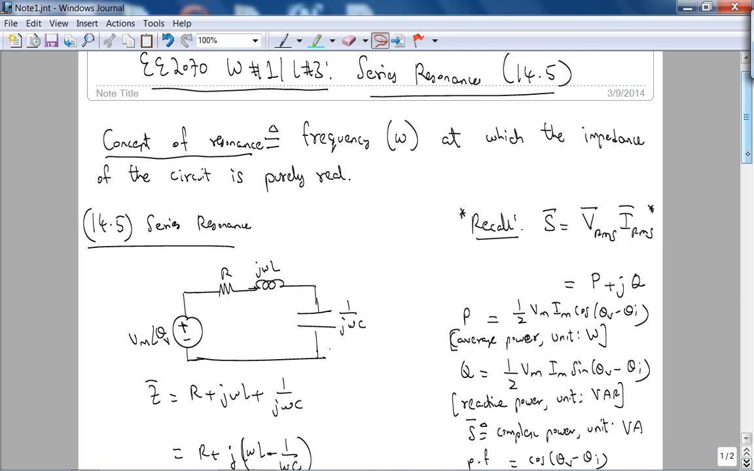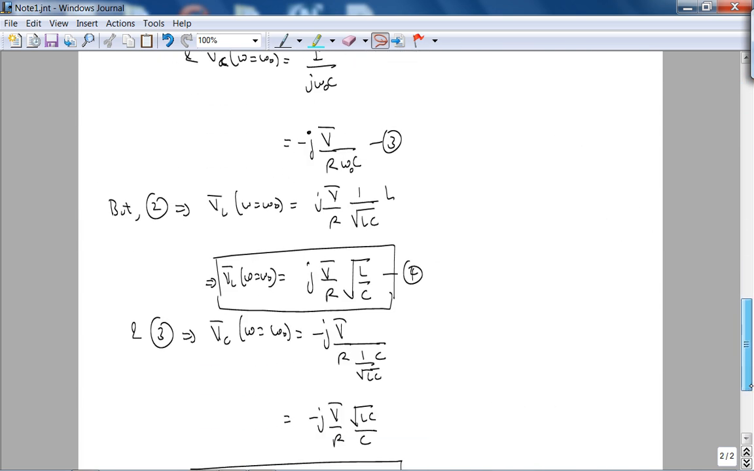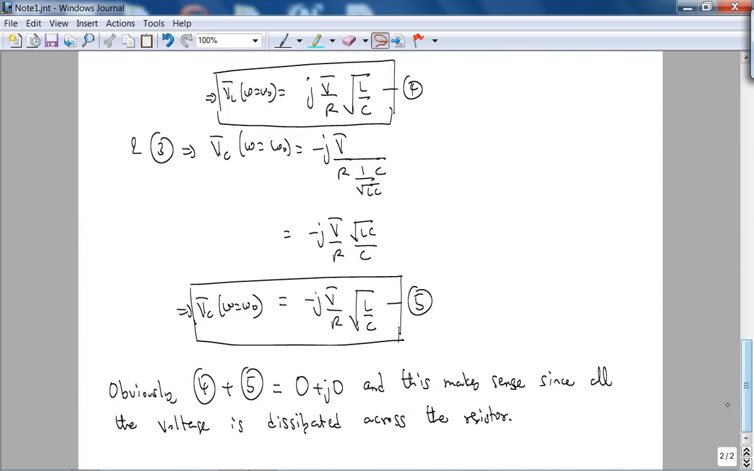But anyway, so what we have is the voltage across the inductor and the voltage across the capacitor as being 180 degrees out of phase. Again, we're talking about series resonance when we have an input sinusoidal voltage. So when you have two sinusoids that are 180 degrees out of phase and you add them, they do cancel each other. Okay.